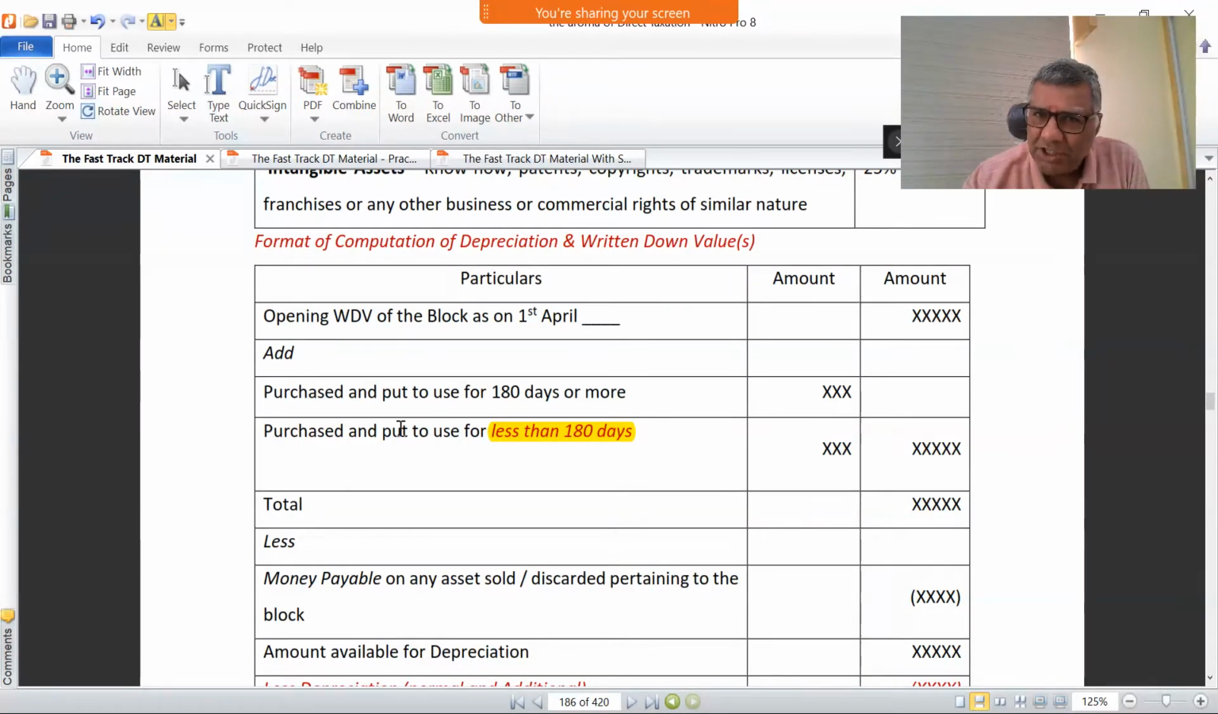Opening, additions divided into two, less sale value, insurance receipt, whatever it is. Excellent concept. Simple, directly reduce sale value. 40,000 worth of machinery sold for 50,000. Accountancy says bank account debit 50,000, to machinery 40,000, to profit on sale of machinery 10,000.